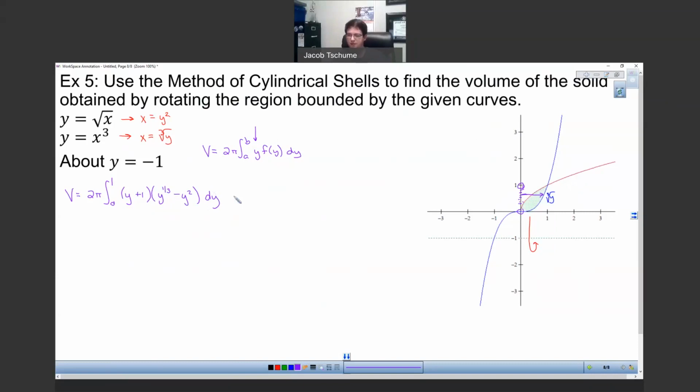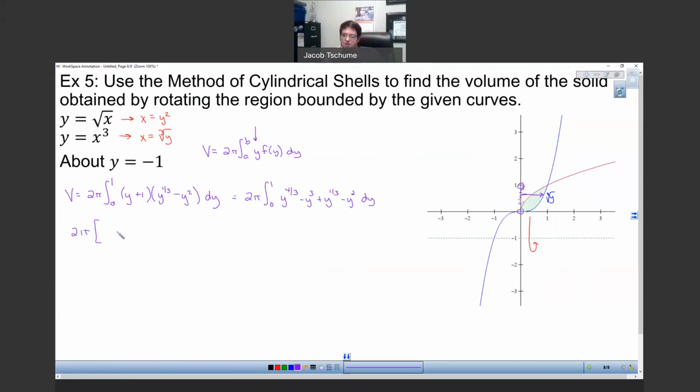You need to FOIL this. So this will be 2 pi times the integral from 0 to 1. Foiling this would give us y to the 4/3 minus y cubed plus y to the 1/3 minus y squared, in terms of y. None of those combine, so we're going to have to go straight into our integration.